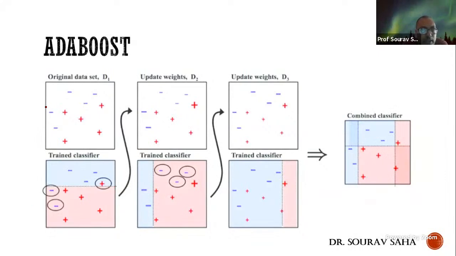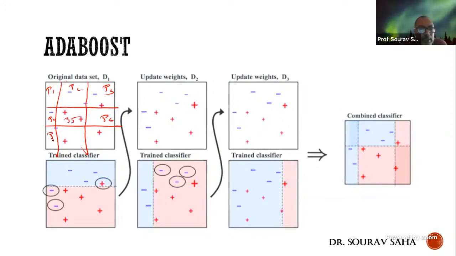So let's say this is a partition, this is another partition, this is a partition, and let's say this is another partition, right? So let me make those partitions P1, P2, P3, P4, P5, P6, P7, P8, P9. There are 9 partitions which are created. Let's talk about P1 partition.